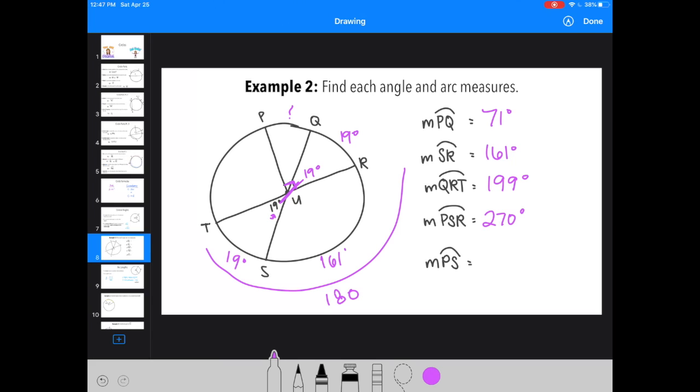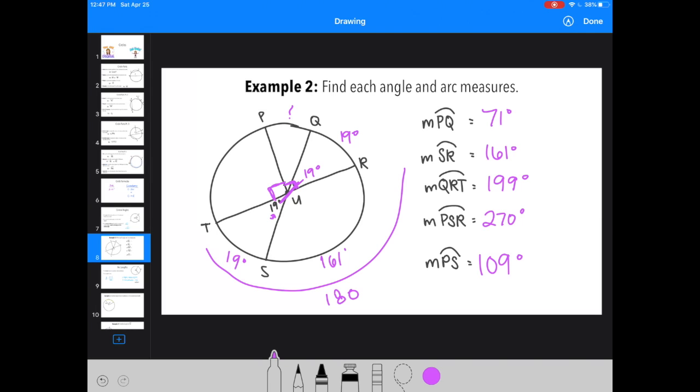Finally, I need to find PS. Well, I know TS is 19 degrees, but I don't know PT. Can I find PT? Yes. Segment RT is a diameter. So if this portion is 90 degrees, what's this portion going to be? That's going to be 90 degrees as well. So to find PS, you can take 90 plus 19 to give me 109 degrees.